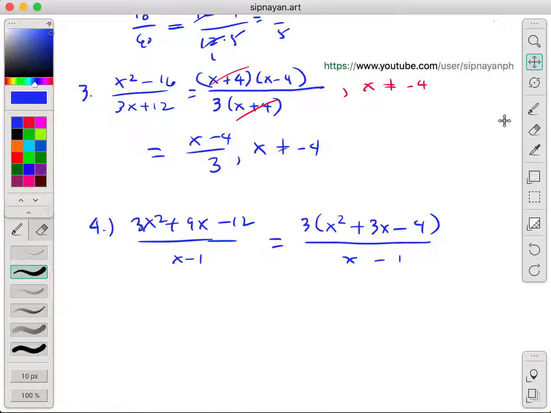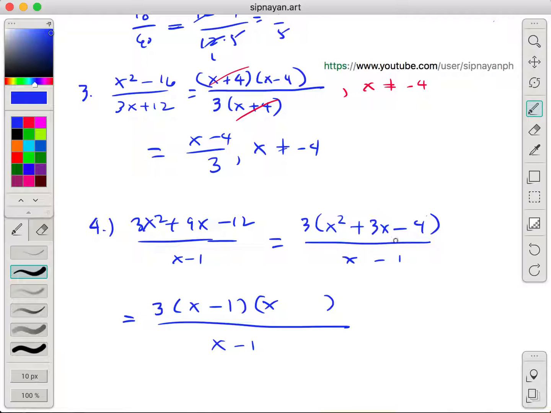And one strategy pag factoring, pag may x minus 1 ka sa baba, malamang one of the factors here is also x minus 1. No? Hindi naman palaging totoo yan, no? Pero kung nagpapa-cancel, so most likely ito ay kasama sa factor nito. So, pwede natin subukan, no? 3 times quantity x minus 1 over x minus 1. Ano kaya? Siyempre, x din yan, no? Kasi x squared. Tapos yung dulo niya ay 4. Kasi yung last term nito ay negative 4.